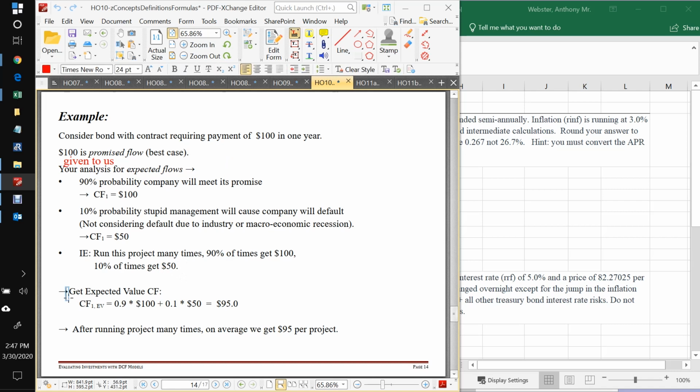So then how we want to use this is we want to say, what's the expected value? So this expected value is just probability of getting the promised flow. So 90% times 100 plus probability of getting the flow if things go bad. So that's 10% times 50. And the weighted average of that is just adding this all up together. And that's 95. And the way to think about this is after we make investments like this many times, after we run a project like this many times, on average, we're going to get 95 per project.